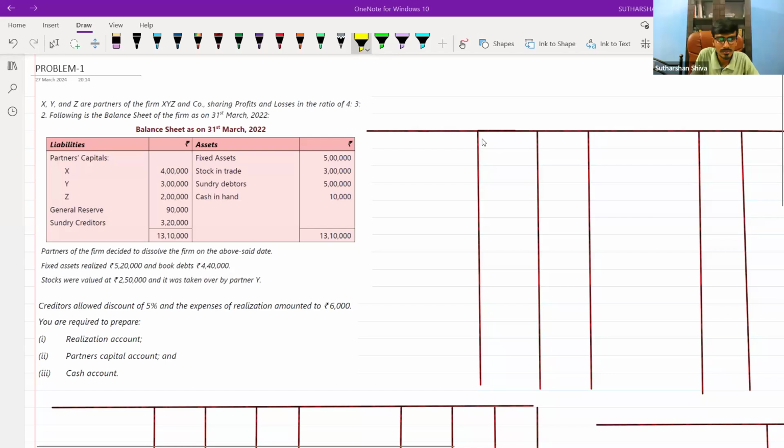Just read the question. X, Y, Z are the partners of the firm X, Y, Z and Co., sharing profit and losses in the ratio of 4:3:2. From here itself we came to know 4:3:2. The balance sheet of the firm is given. Immediately go to the last point and study it. You are required to prepare realization account, partners' capital account, cash account. Don't even study the balance sheet.